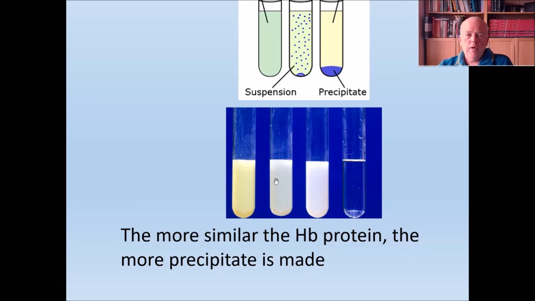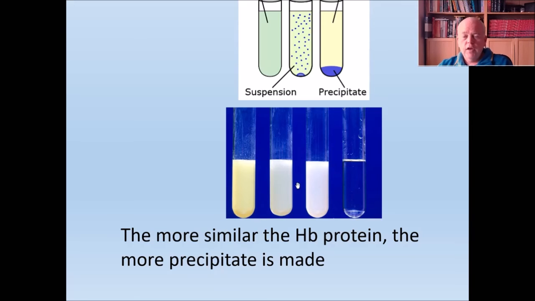The next sample might be from some sort of closely related species, whether it's a gorilla or a chimpanzee or an orangutan. We get quite a lot of precipitate because the hemoglobin is very similar in terms of its structure, due to the amino acid sequence, to human hemoglobin. And then we might have another organism, so we wouldn't get quite as much.